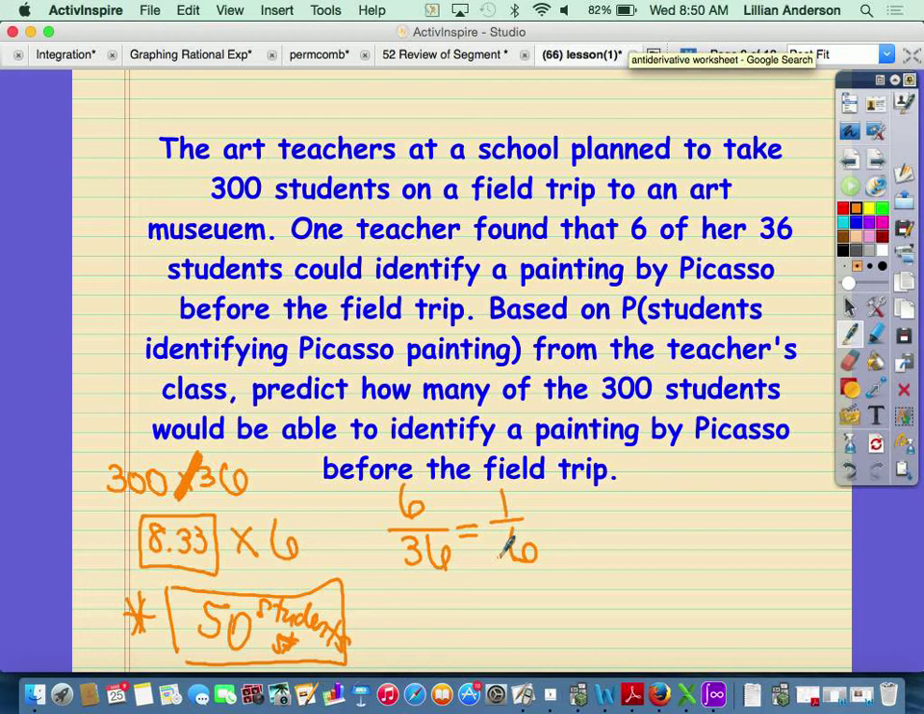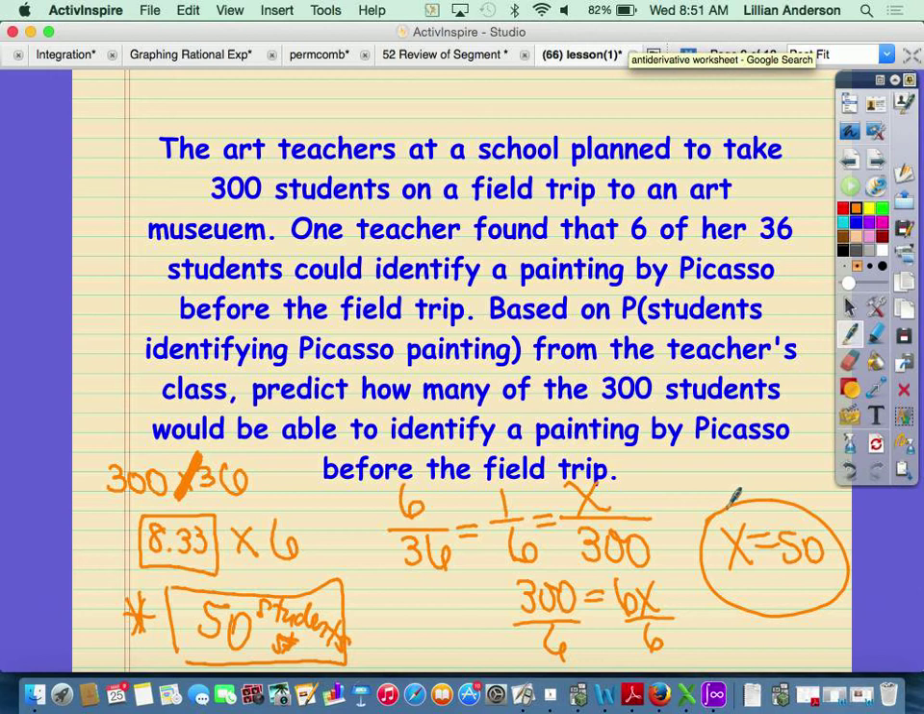Now another way you could do this, if you didn't quite understand the first way, is that there were 300 students total, and you're looking for how many out of those 300 could identify Picasso before the trip. So you can set up a proportion and cross multiply. 1 times 300 is 6 times x. So if I divide by 6, you get 50. So it works both ways.